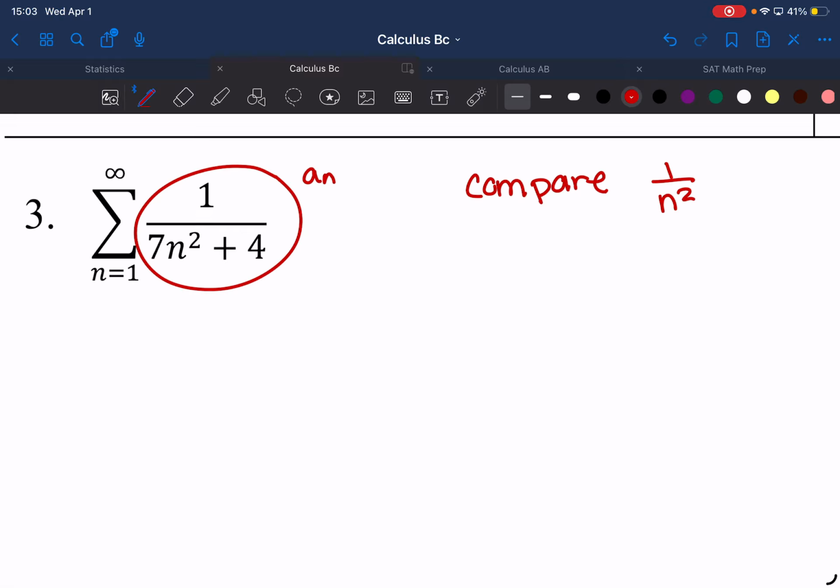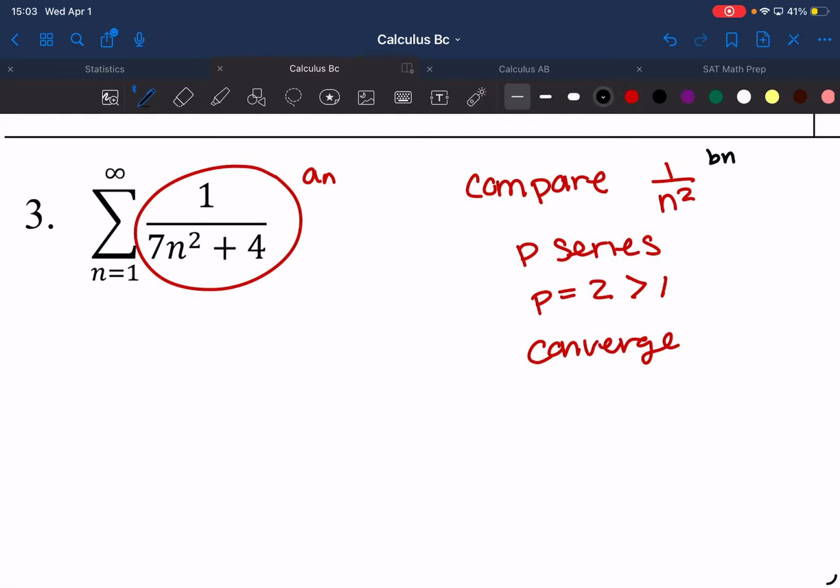A p-series, the one that we just learned in the previous notes. So this is the p-series. Remember, the p-series says that our p has to be positive. Is 2 positive? Yes. And since p, which is 2, is greater than 1, we know that this series is going to converge.